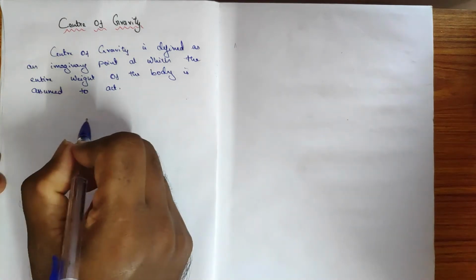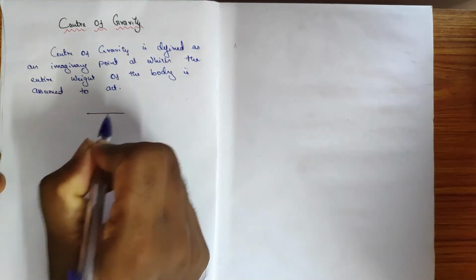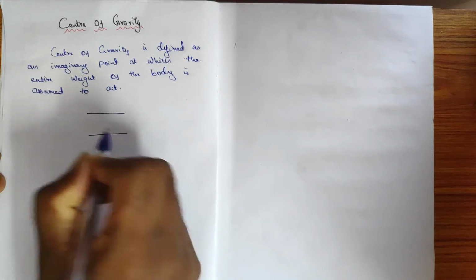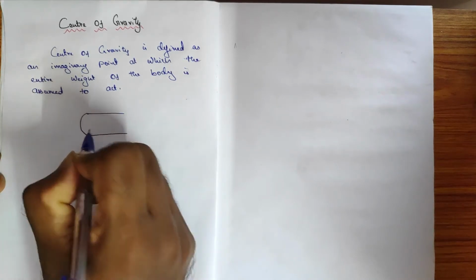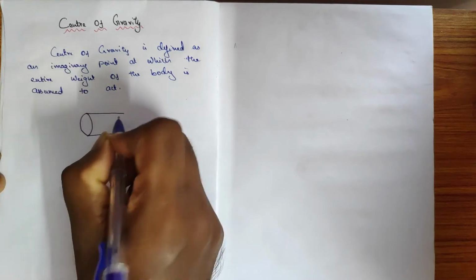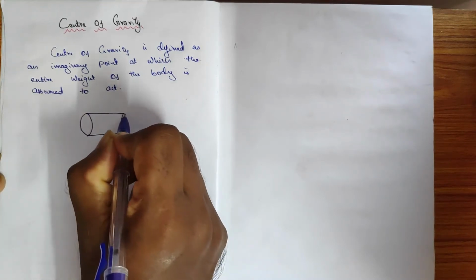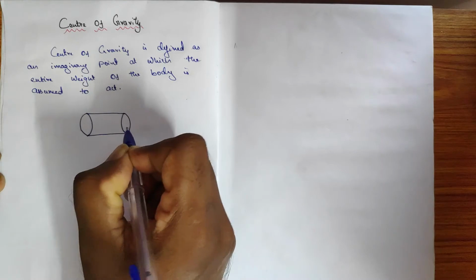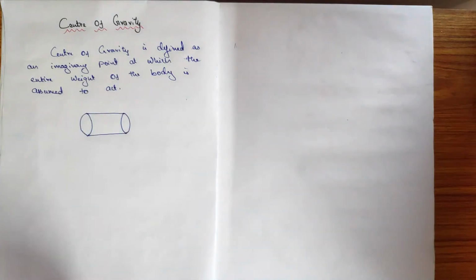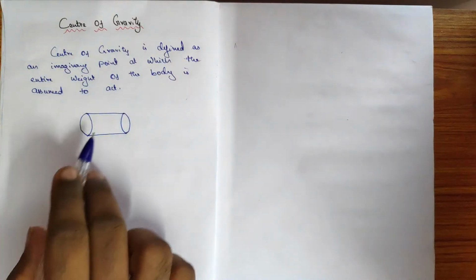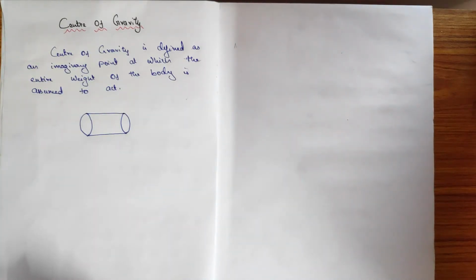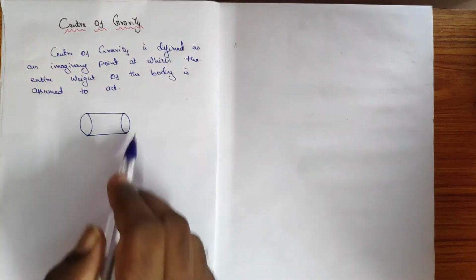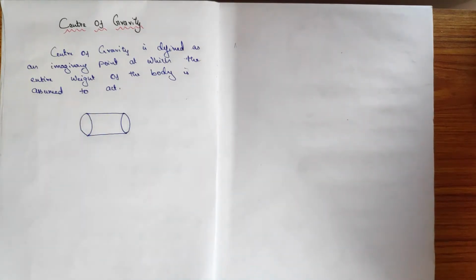So in order to understand in a better way, I just want to show the diagram of a cylinder. Actually, center of gravity is used for a 3D body, and the centroid is just for a 2D plane figure. The center of gravity is for a three-dimensional object. So here I have shown you the cylinder, right?